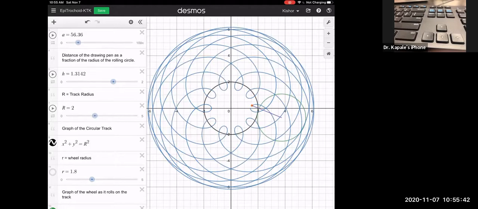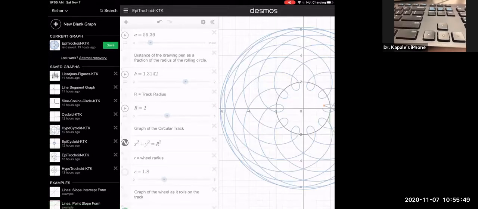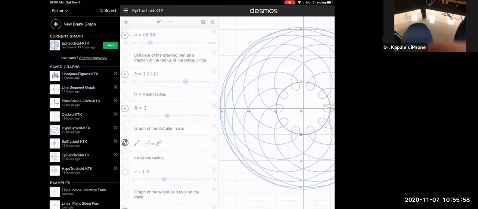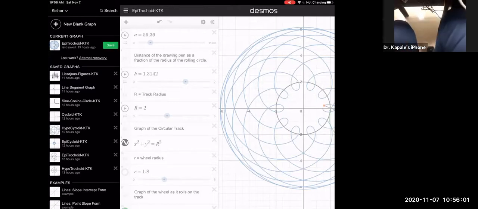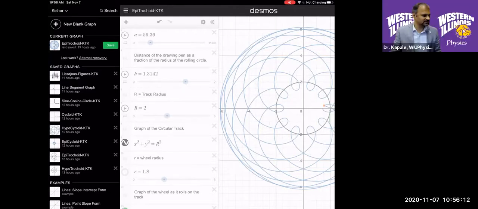They are pretty cool. And I will be sharing all of these files with you in the chat window just right after I'm done with this. So what we're going to do now, I'm done with showing you the graphs. Let's go back to our PowerPoint. Okay, so let's share the screen. Let me stop sharing here.